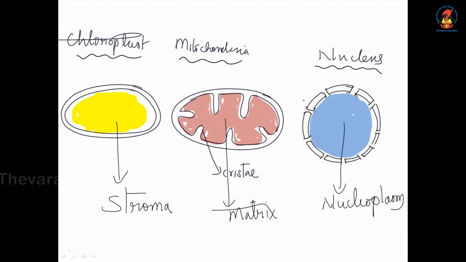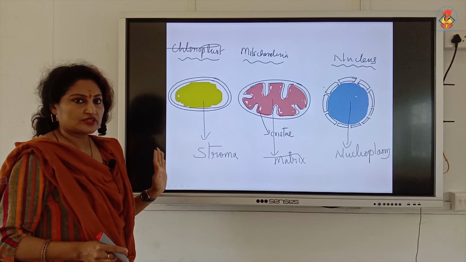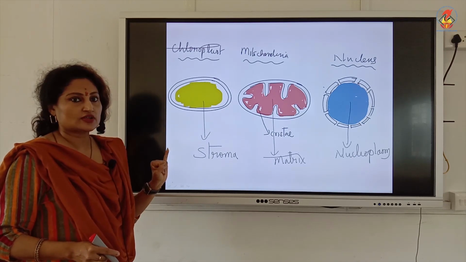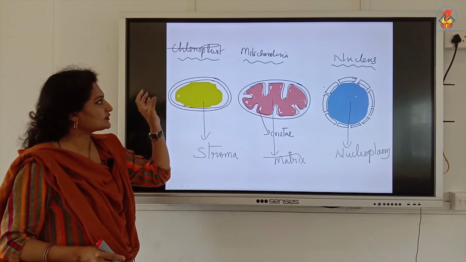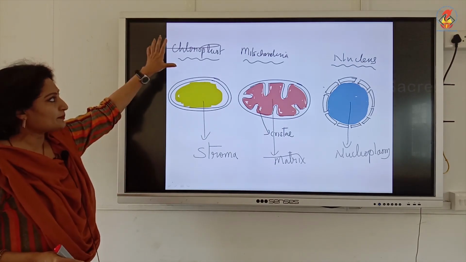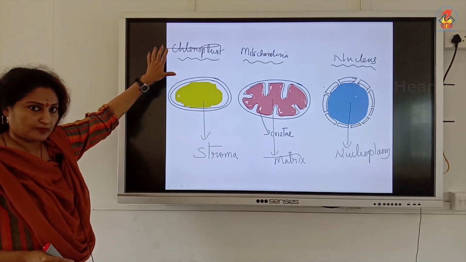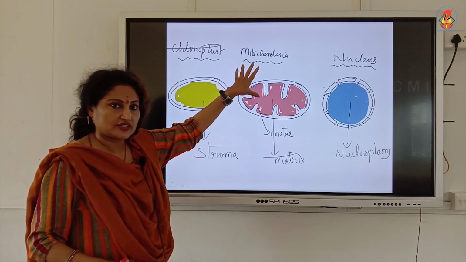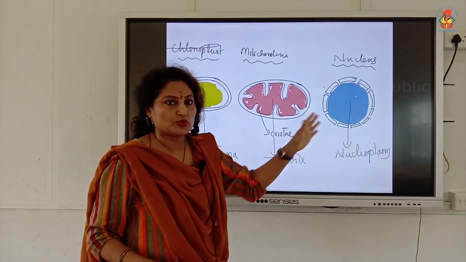Let me show you the similarities between these 3 important organelles. First similarity is all 3 are surrounded by a double membrane. So let's start with the double membrane and the shape. The shape of the chloroplast is disc shape or ovoid. Similarly, mitochondria are disc shape or ovoid, whereas the nucleus is spherical.